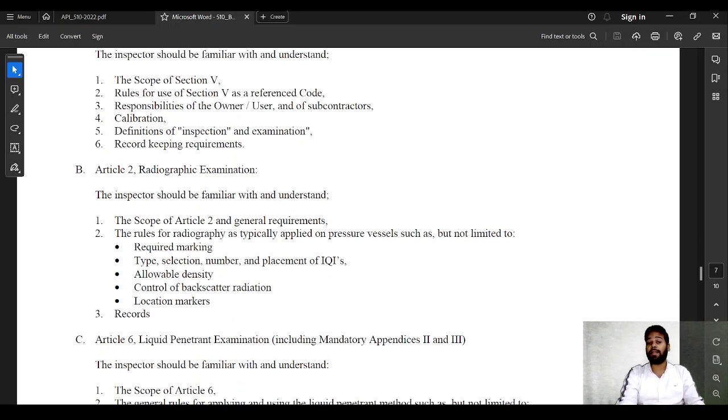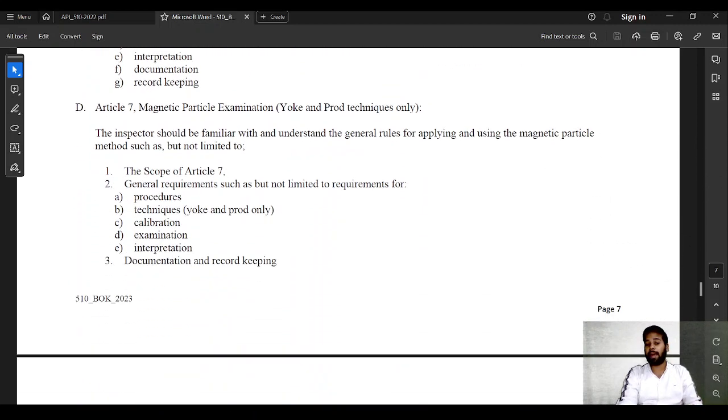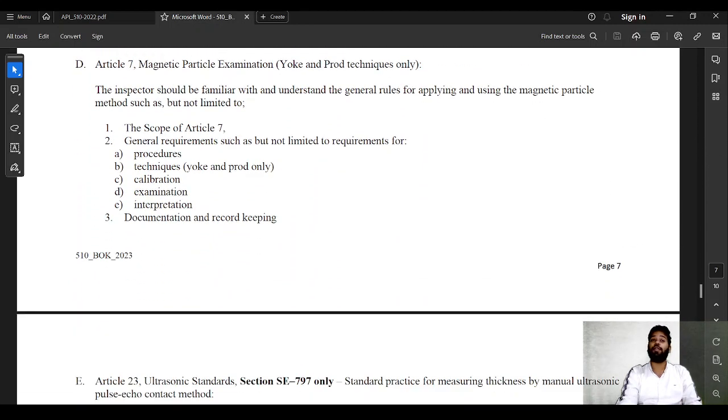Article 2 is radiographic examination. Article 6 is liquid penetrant examination. Article 7 is magnetic particle examination. Article 4 is non-destructive examination of welds with ultrasonic testing, but that is not going to be part of the examination.